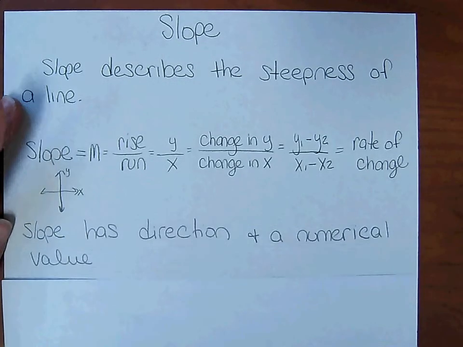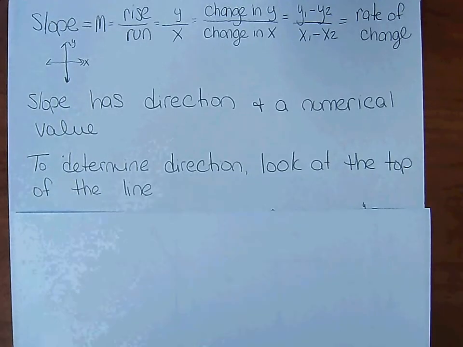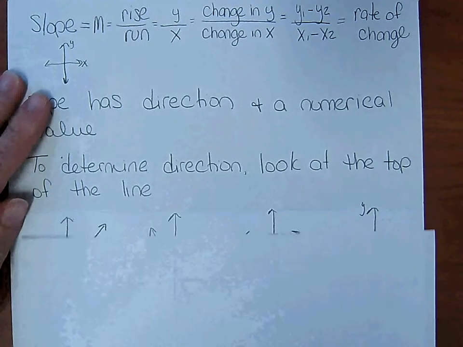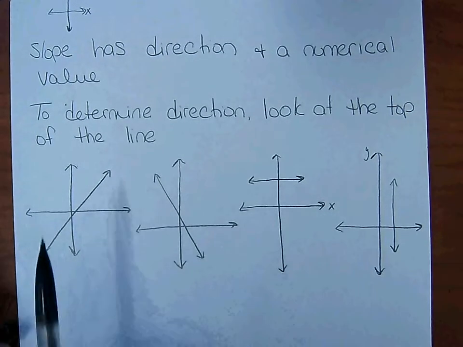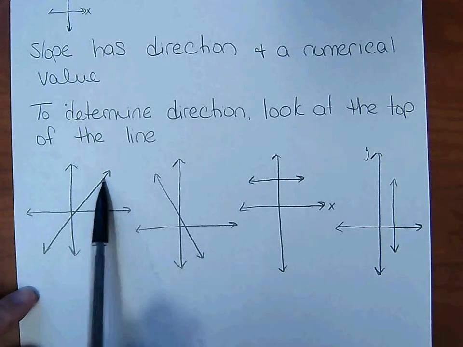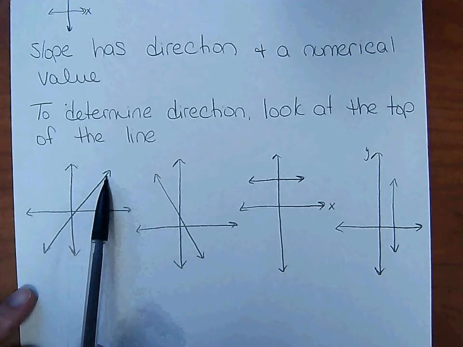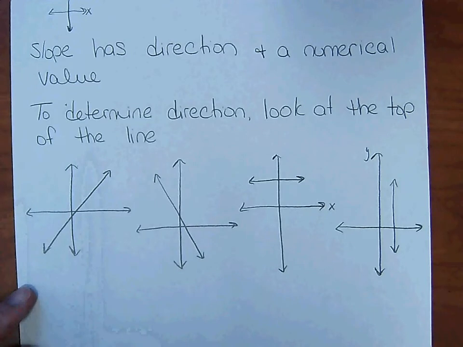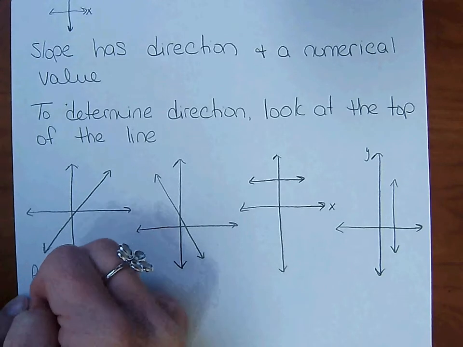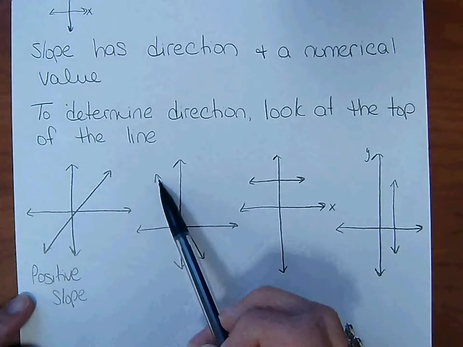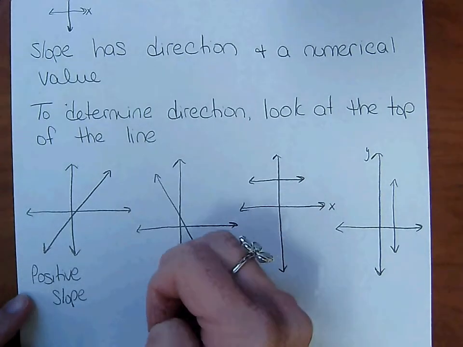Slope has direction and a numerical value. To determine direction, you look at the top of the line. So here are 4 ways your line could look. When you look at the top of the line, think of the x-axis as your number line with the origin being 0. The top of this line is pointing to the right. Positive numbers are to the right, so this line has a positive slope. Here, the top of the line is pointing to the left. Negative numbers are to the left, so this line has a negative slope.